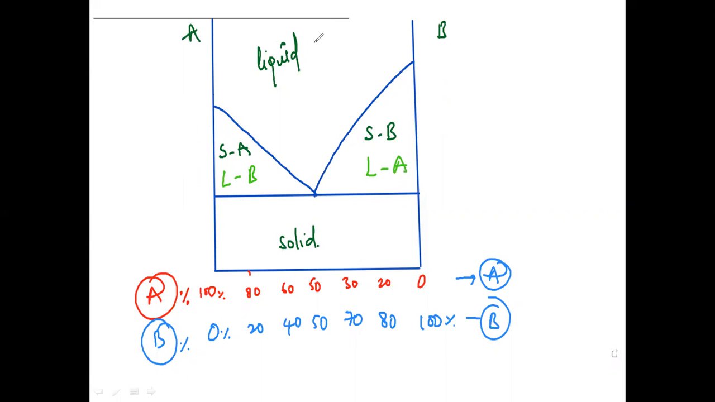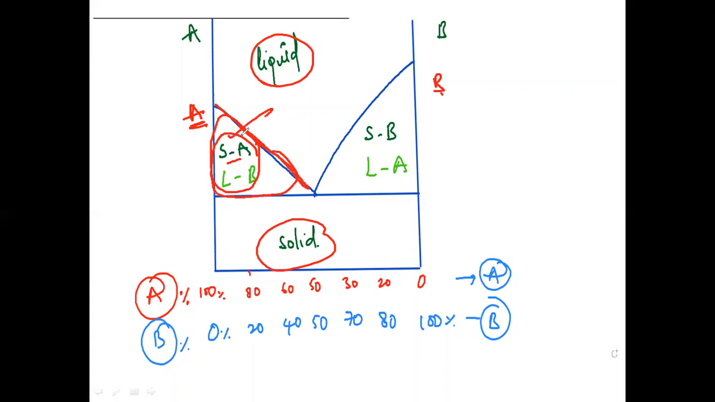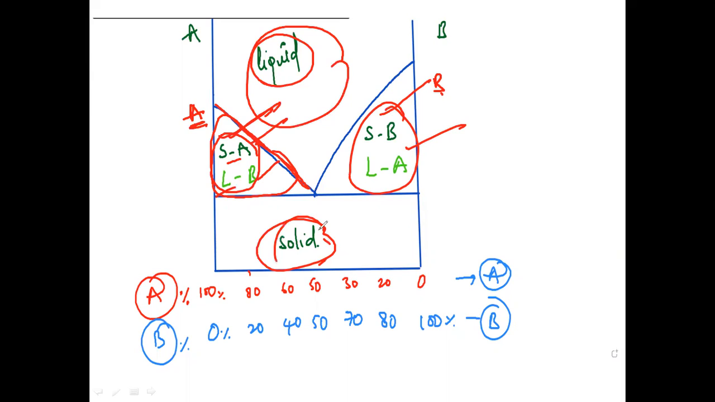I already told you in the last video about the simple eutectic system. See here, this particular region is liquid, and this is a solid region. In this region it is A and here it is B. In this area the solid is A and the liquid is B, and in this area the solid is B and the liquid is A. Above is completely the liquid phase, and below is the solid phase.